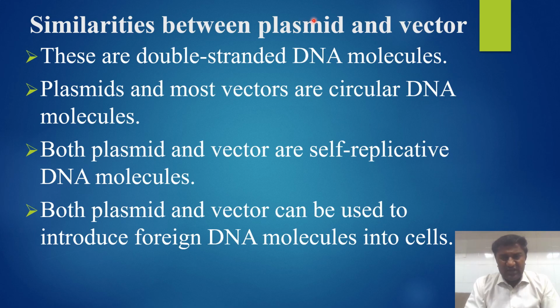Similarities between plasmid and vector. These are double-stranded DNA molecules. Plasmids and most vectors are circular DNA molecules. Both plasmids and vectors are self-replicative DNA molecules. Both plasmids and vectors can be used to introduce foreign DNA molecules into cells.